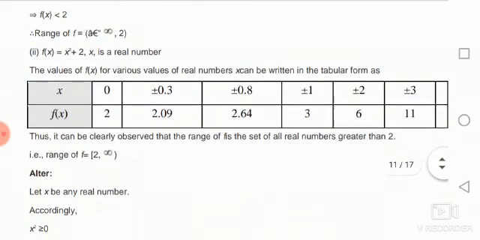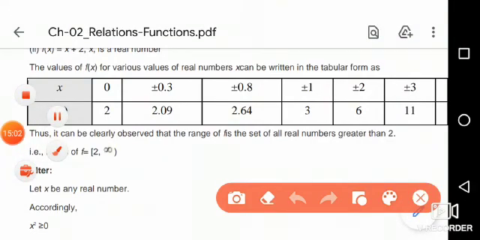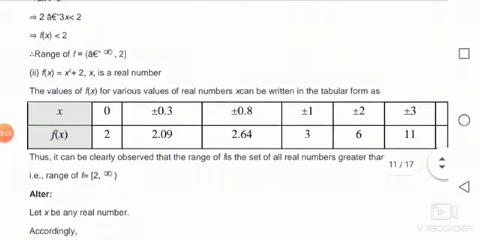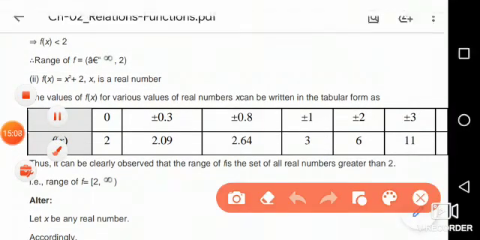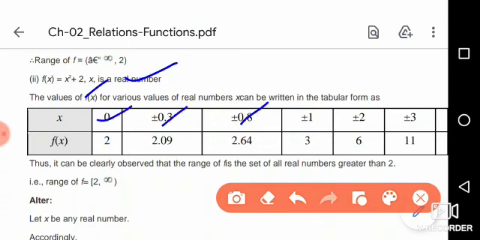We have another function, f of x is equal to x square plus 2, for all x a real number. The values of f of x for various real numbers x can be written in tabular form as x is 0, plus or minus 0.3, plus or minus 0.8, plus or minus 1, plus or minus 2, plus or minus 3, and so on.